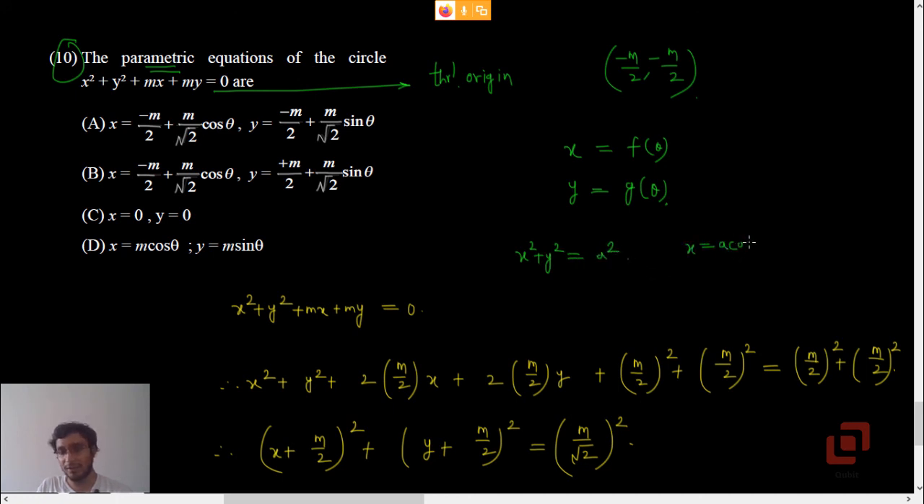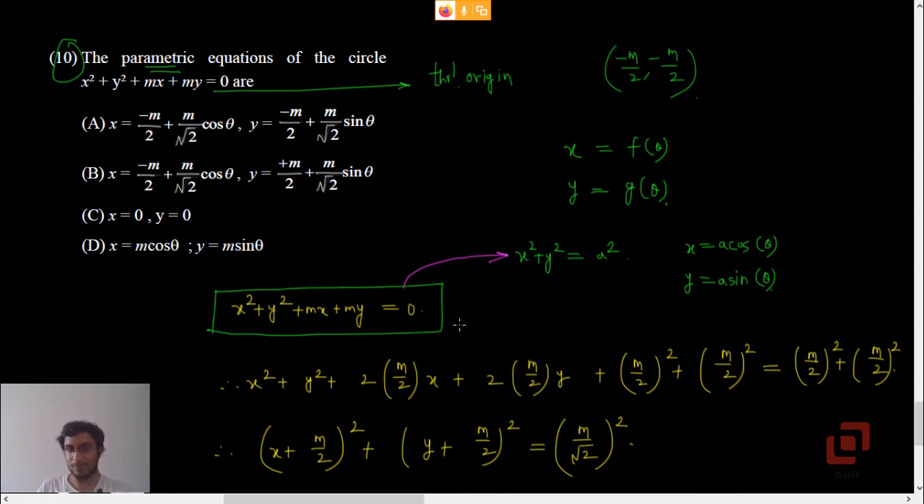x is a cos theta and y is a sin theta. Okay, so now what I'm going to do is start with this equation, and I will try to bring it in this form. Okay, how?